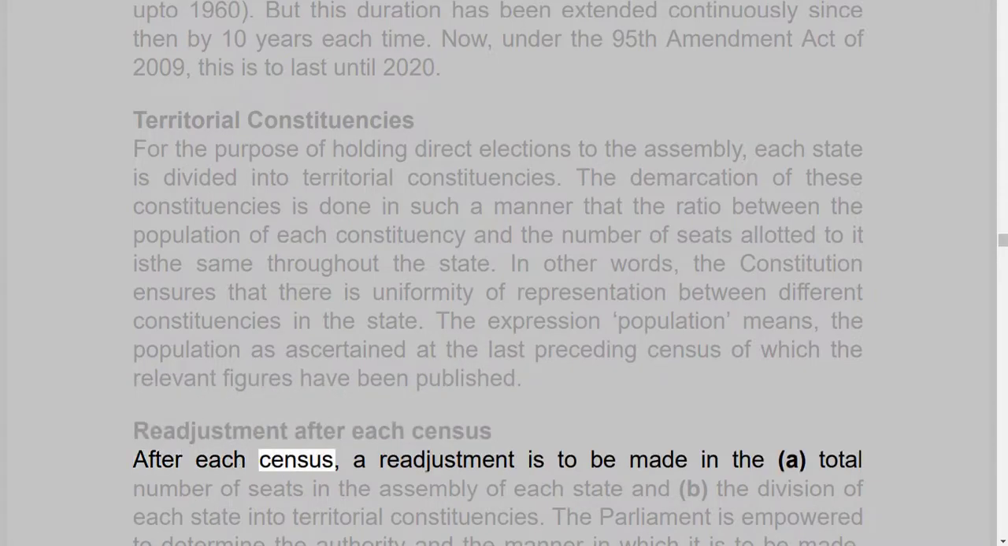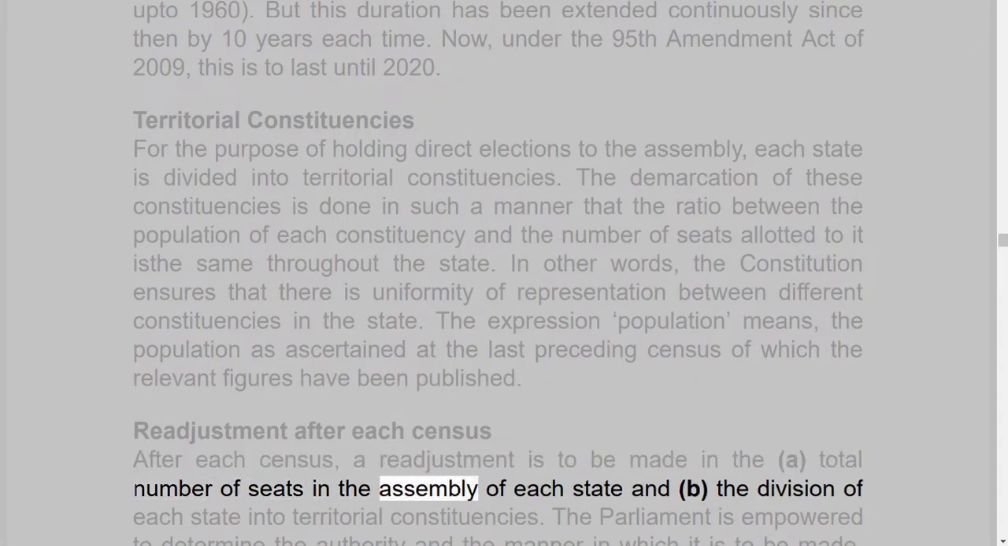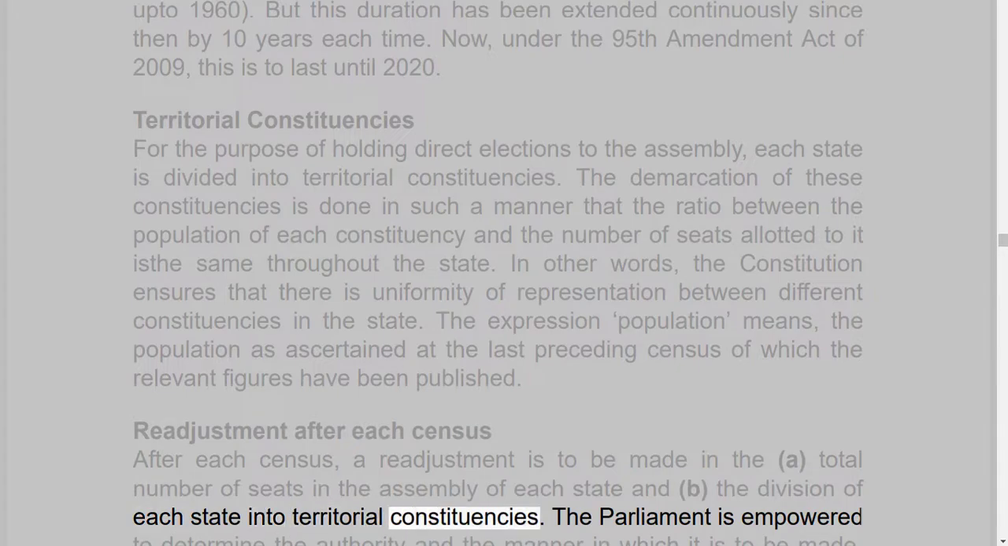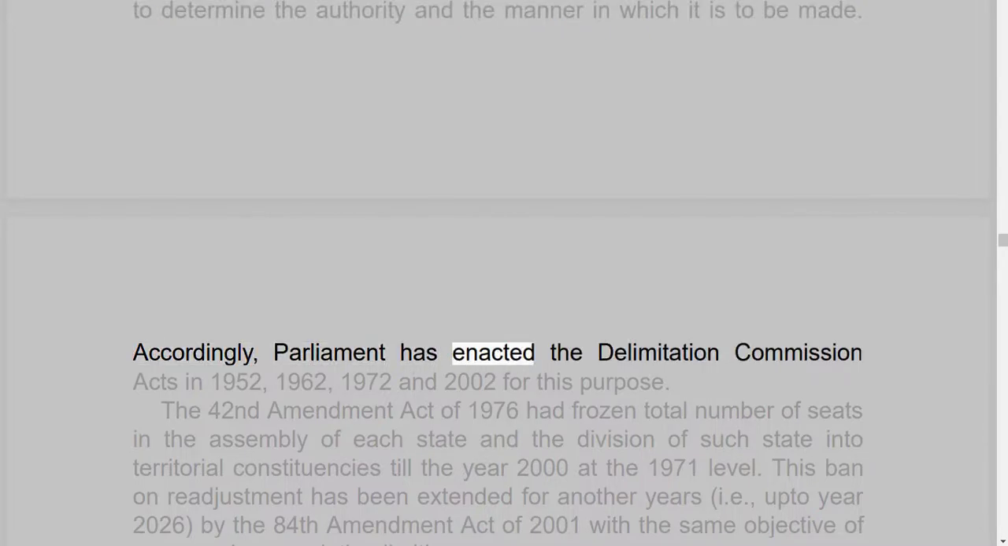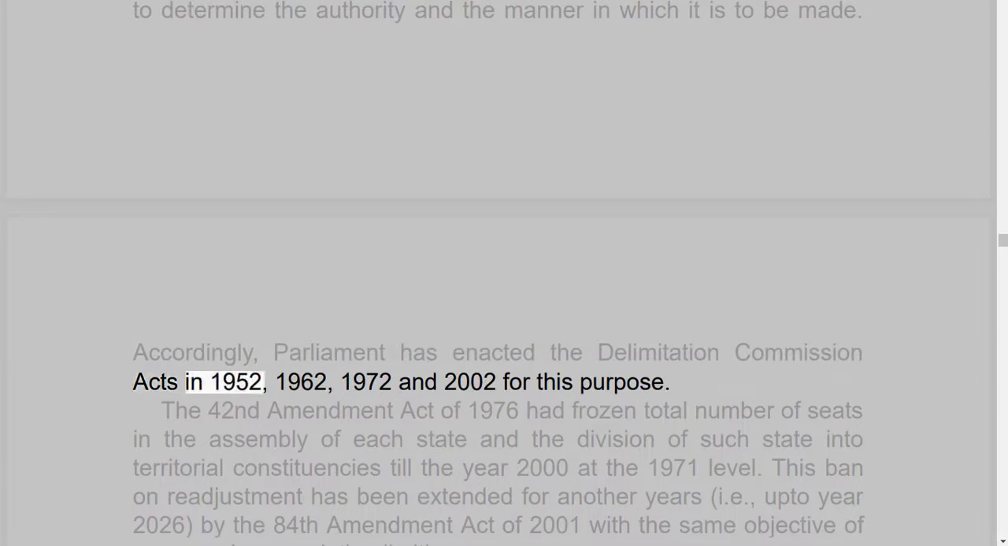After each census, a readjustment is to be made in: A. the total number of seats in the assembly of each state, and B. the division of each state into territorial constituencies. The Parliament is empowered to determine the authority and the manner in which it is to be made. Accordingly, Parliament has enacted the Delimitation Commission Acts in 1952, 1962, 1972 and 2002 for this purpose.